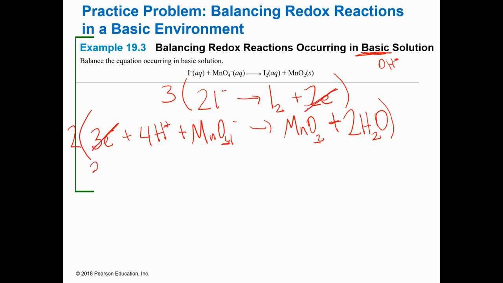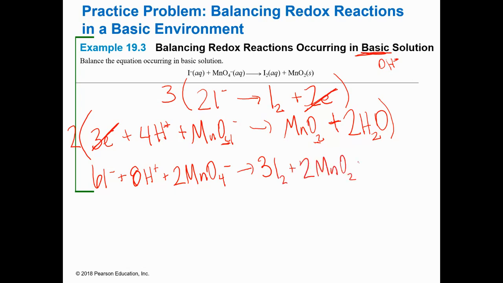So I've got 6 I minus plus 8 hydrogens plus 2 permanganate yields 3 iodines plus 2 manganese dioxide plus 2 waters. Okay, at this point, if things cancel, go ahead and cross them out, but there is nothing that cancels yet.